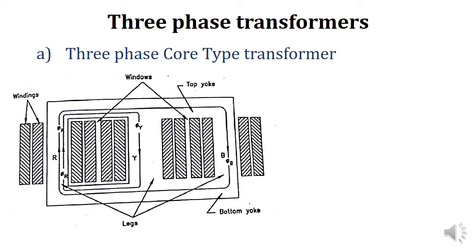Next is three-phase transformers. First one, three-phase core type transformer. It has three limbs, 1, 2, 3, each corresponding to the phases R, Y, B. That means the first limb corresponds to R phase, which holds the low voltage winding and the high voltage winding of R phase. Similarly, Y phase and B phase will hold the corresponding low voltage and high voltage windings. And it has a top yoke and a bottom yoke.